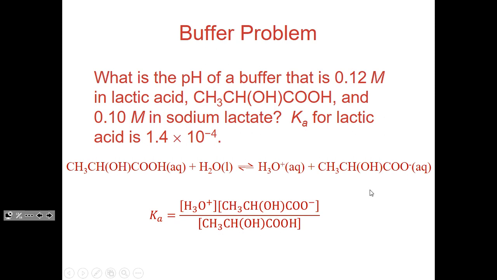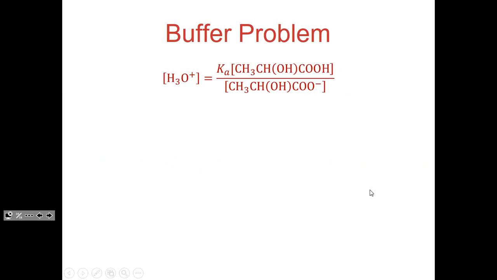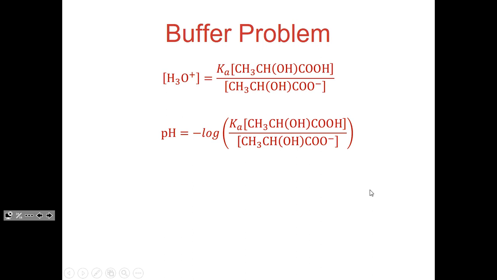So we've got this equilibrium system. This is the equilibrium expression. We rearrange it to calculate for the H3O plus, and at that point, we can plug in our values, take the negative log of them, and we can calculate the pH. So if that is the Ka of our acid, and our acid's concentration was 0.12, our conjugate base concentration was 0.10, it's quick math to see what the pH is going to be. In this case, it's 3.77.